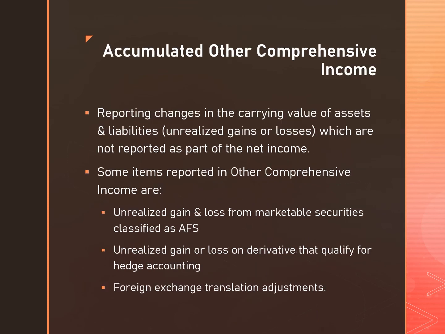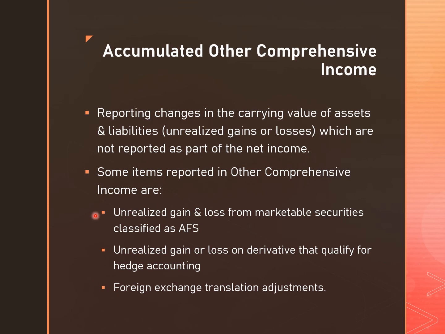Okay, we have reached the last slide untuk this chapter. Accumulated other comprehensive income ataupun OCI. So, apa yang ada dalam OCI, dia akan report the changes in carrying value of asset and liabilities, which is the unrealized gains or losses, which are not reported as part of net income because dia unrealized, so dia tak report lah sebagai net income. So, dekat mana nak report dia? Kita akan report dia dekat OCI.